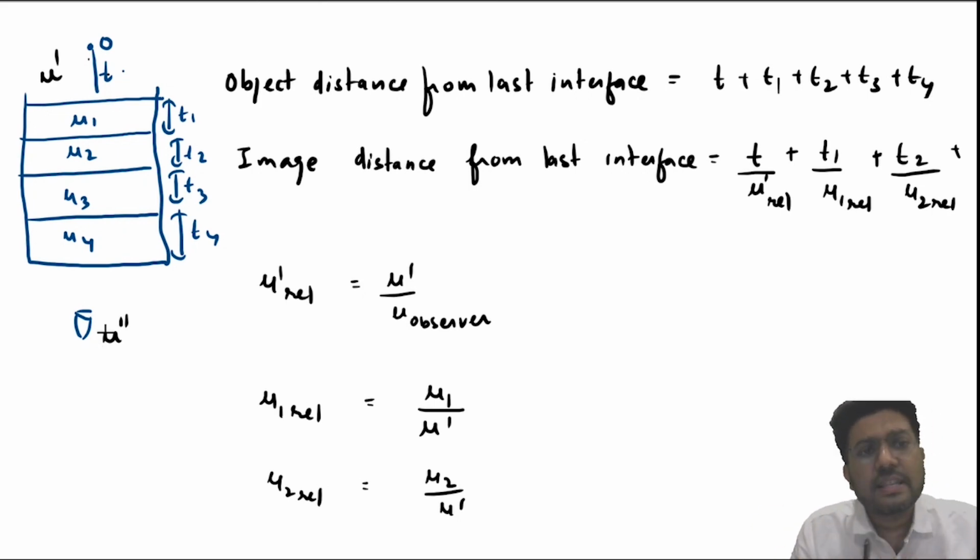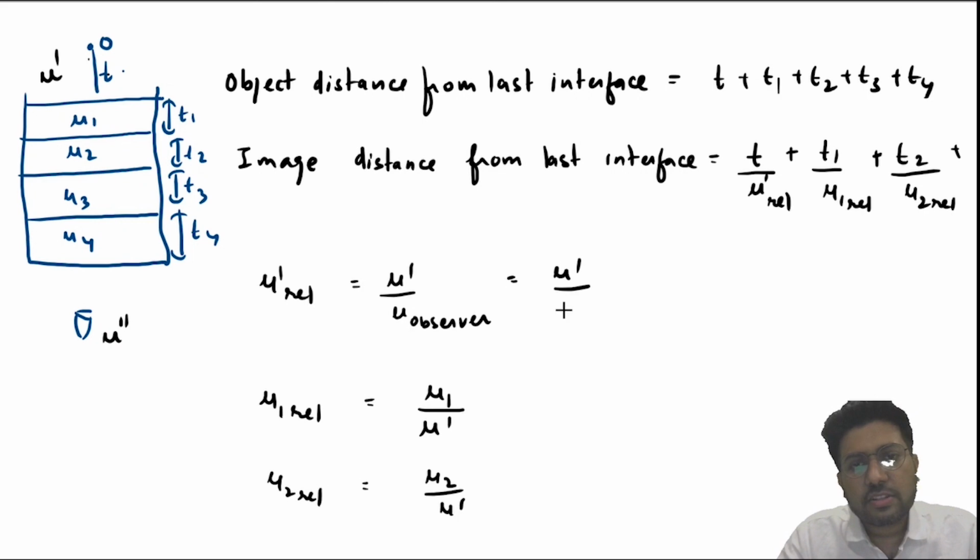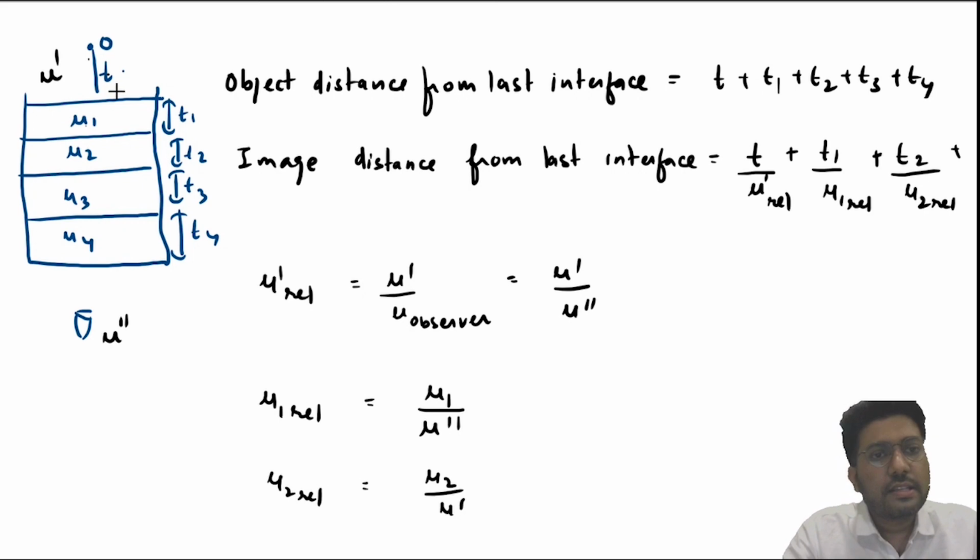This time what I have done is I have taken the medium of the object and the medium of the observer different. Okay. So that is why this time I will write mu dash relative is equal to mu dash divided by mu of the observer, that is mu double dash. Similarly, mu1 relative will be the refractive index of medium 1 with respect to the medium of the observer, that is mu1 by mu double dash. Similarly, mu2 relative will be equal to mu2 by mu double dash. Okay. Now if these two are the same, in that case write mu dash equal to mu double dash, then this will become 1. Okay.